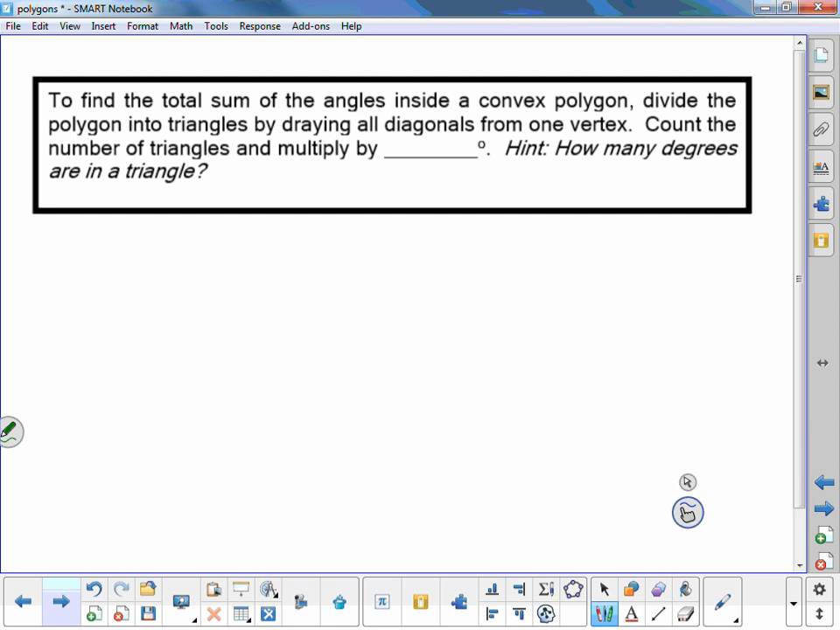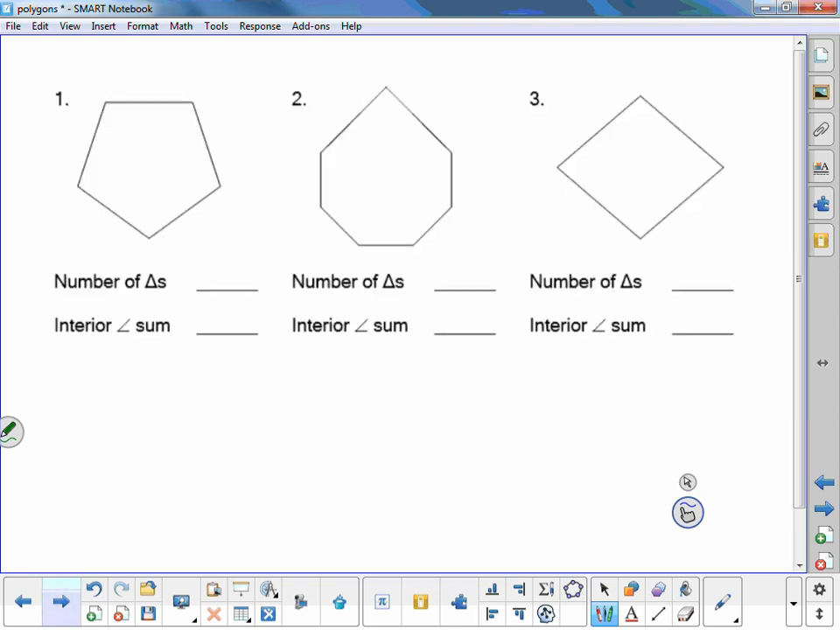Now, to find the total sum, remember I told you there's a trick? You can always divide the polygon into triangles, and we know that the triangles add up to 180 degrees. So we can take how many triangles we have and multiply it by 180. So let me give you an example. Looking at this one figure, it is a 1, 2, 3, 4, 5, a pentagon. You are going to pick one of the vertices. I don't care which one. And you're going to connect diagonals to any vertex that you can.